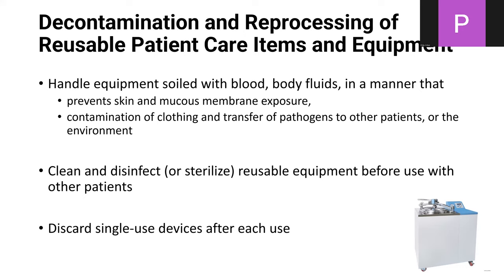And so you should handle equipment that is soiled with blood and body fluids in a manner that prevents your skin and mucous membrane from coming in contact with it. That means you should wear your personal protective equipment. Depending on the type of risk you're exposed to, you should wear a gown when doing these procedures to make sure that even your clothing does not get contaminated. Because if your clothing gets contaminated, you wear it back home and can spread infections at home, or even to other patients and the environment.